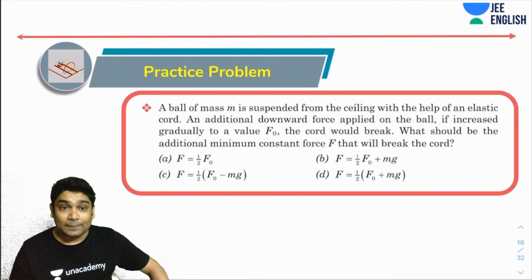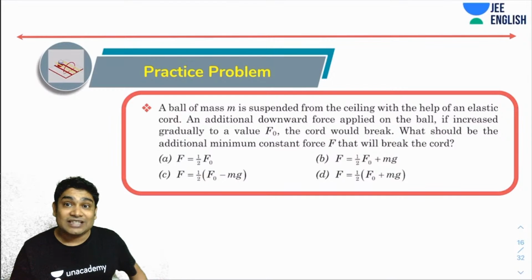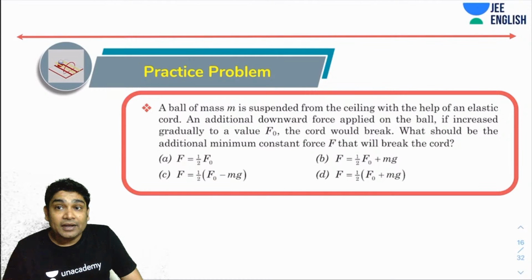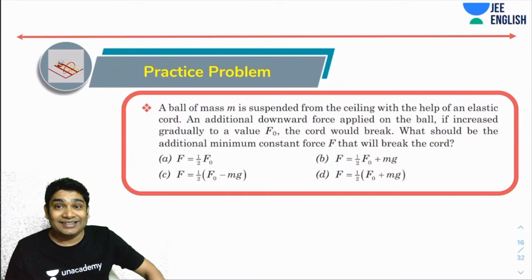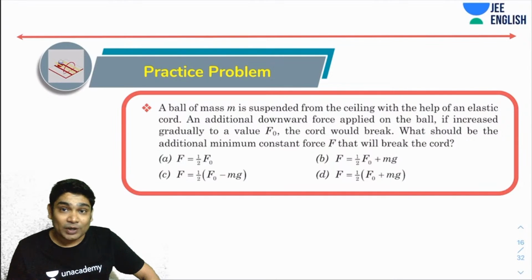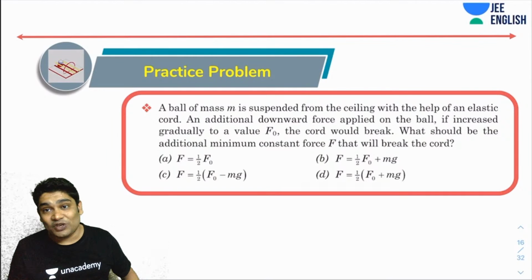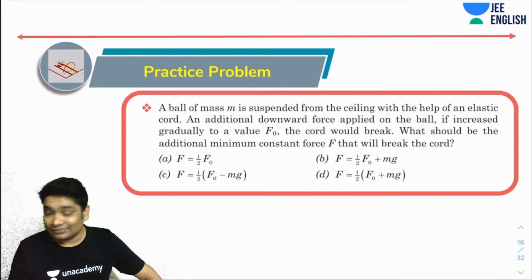Alright, so how about this one? Let's try this one. A ball of mass m is suspended from the ceiling with the help of an elastic cord. An additional downward force applied on the ball, if increased gradually to a value of F naught, can break the cord. So what would be the additional minimum constant force which would have broken the cord? Okay, let's try this one.